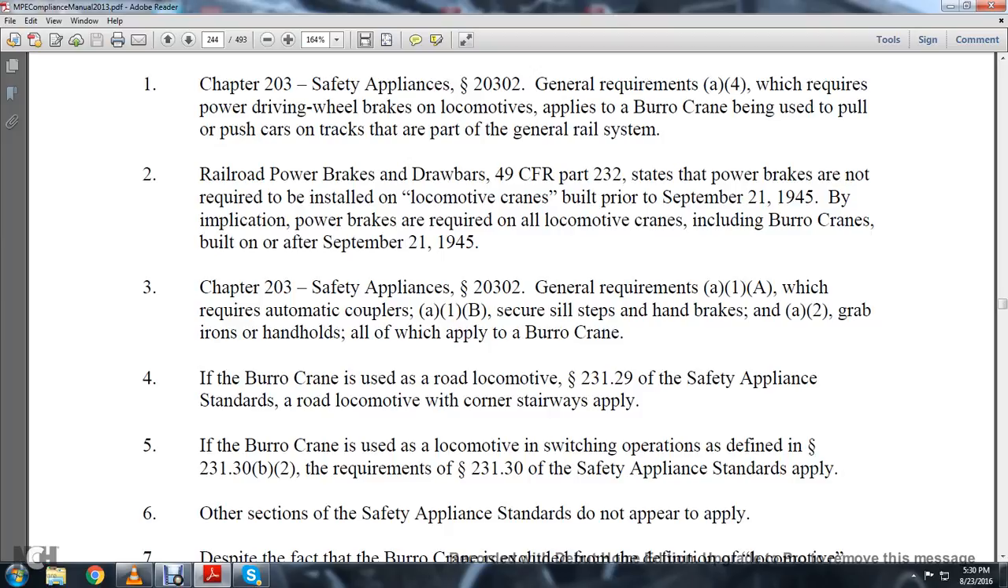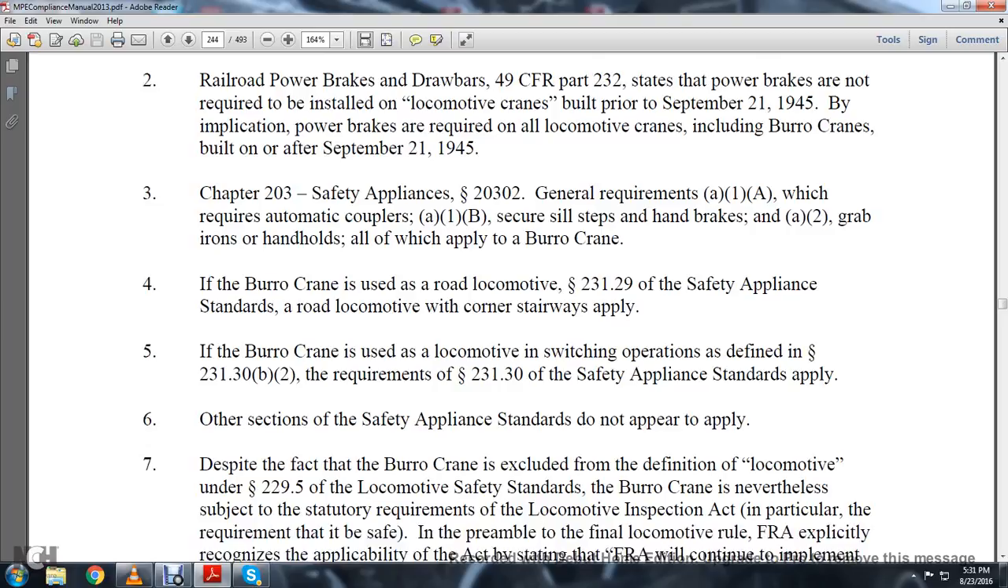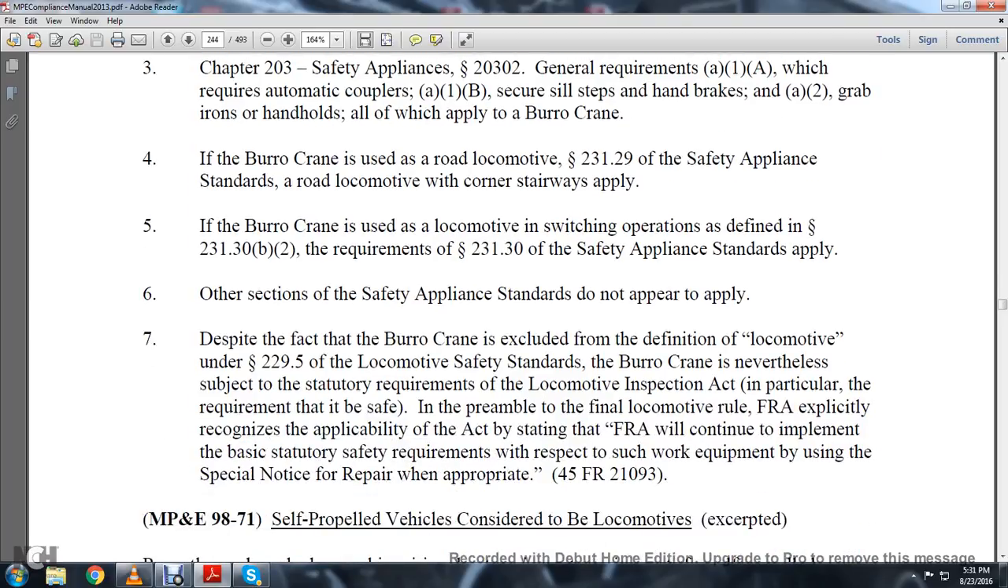4. If the Burro crane is used as a road locomotive, Section 231.29 of the Safety Appliance Standards for a road locomotive applies, with the corner stairways applied. 5. If the Burro crane is a locomotive in switching operation, as defined in Section 231.30(b)(2), the requirements of 231.30 of the Safety Appliance Standards apply. 6. Other sections of the Safety Appliance Standards do not appear to apply.